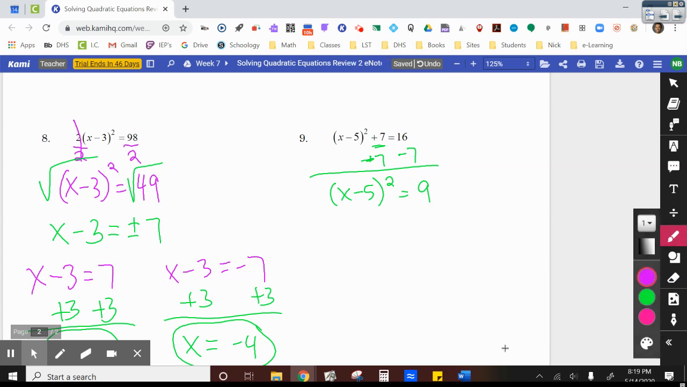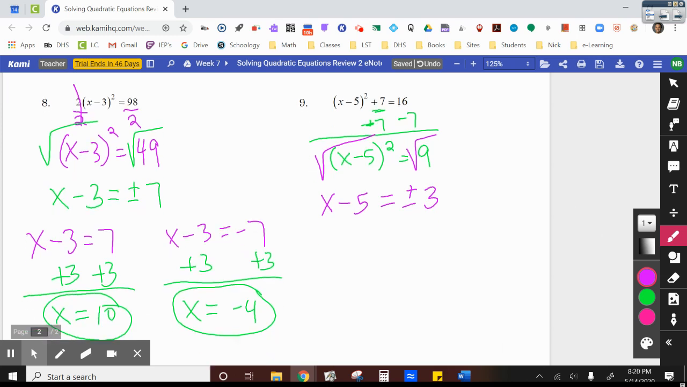So now my quadratic term is isolated, and now I'm going to take the square root. Because I'm taking the square root, this gets rid of my square on this side, and this gives me plus or minus 3. Since this is plus or minus 3 equals x minus 5, this is where I need to make my two equations. So here I'm going to say that x minus 5 is equal to that positive 3, or that x minus 5 is equal to a negative 3.